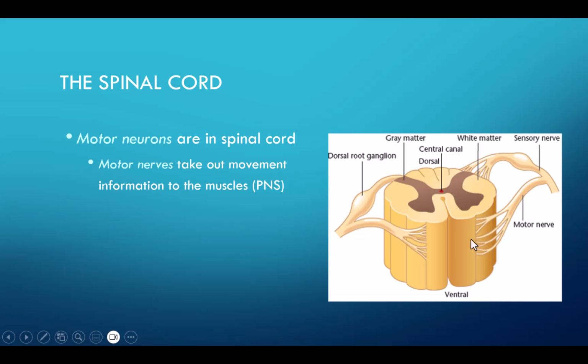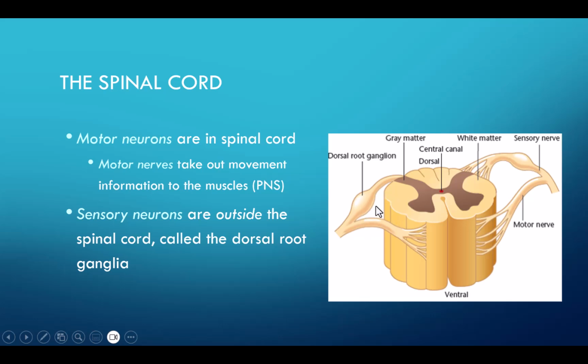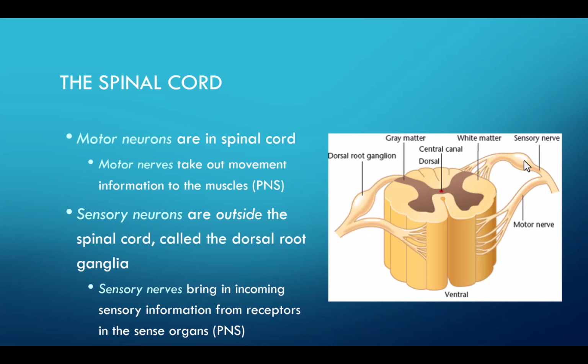And you'll see here that the motor nerves are leaving on the ventral side of the spinal cord. Sensory neurons are outside the spinal cord in what's called the dorsal root ganglion, and they are going to bring information in from receptors in the sense organs. Here in the spinal cord, we're really talking about the sensation of touch or pain or temperature. And then when we get up into the neck and head area, it's the cranial nerves that we won't talk about in this class. So again, while the spinal cord is part of that central nervous system with those motor neurons, the sensory nerves and the motor nerves that come in and out and carry that information out to the muscles or in from the sense organs are part of that peripheral nervous system.